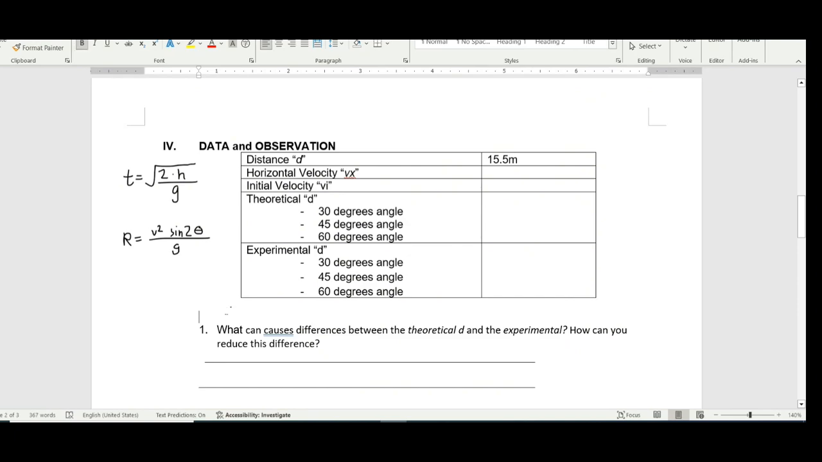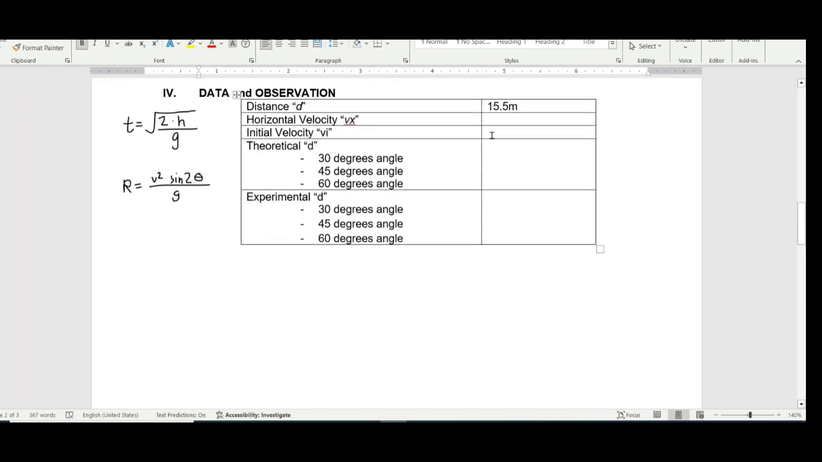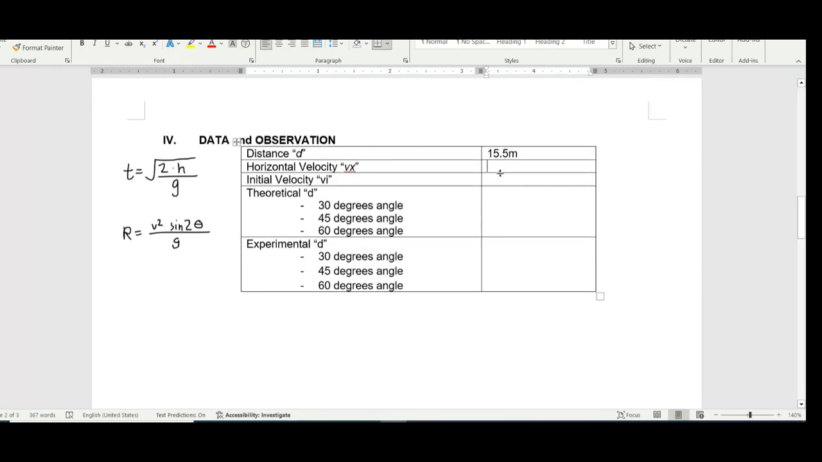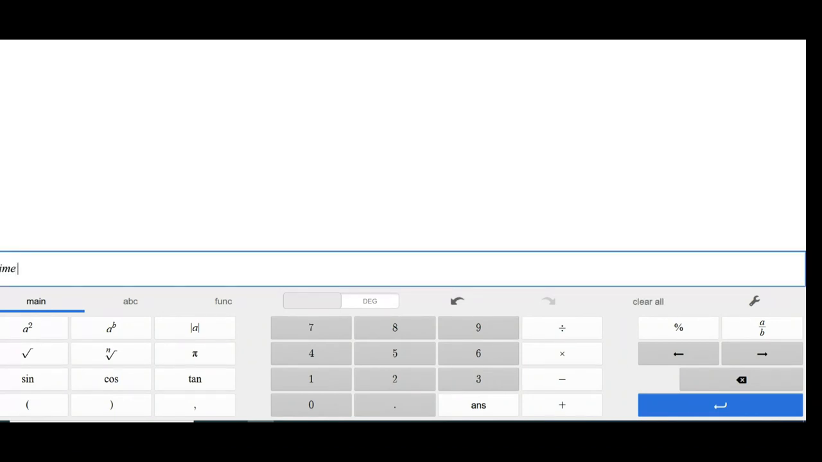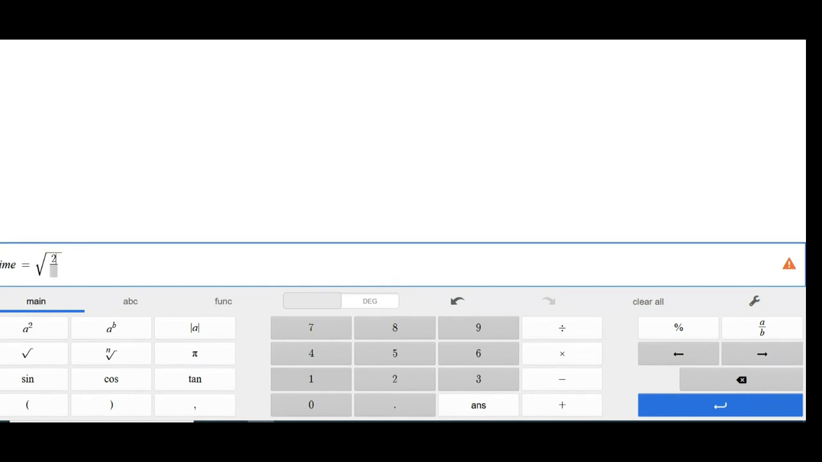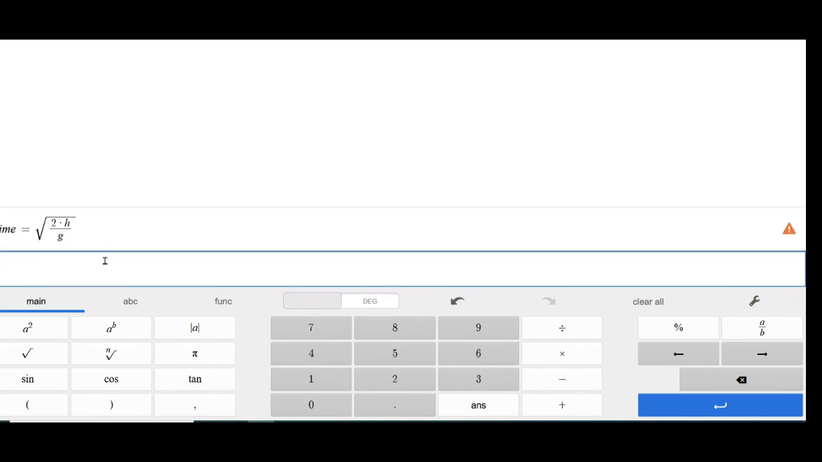Now that we have the distance, we need to find our horizontal velocity. Remember, horizontal velocity is equal to distance over time. We have our distance and we have no time, but we have the time formula. The formula for time, using these examples, is the square root of 2 times height over gravity. So if I go to my calculator, time is equal to the square root of 2 times height, h, over gravity, g. So that's my time formula.